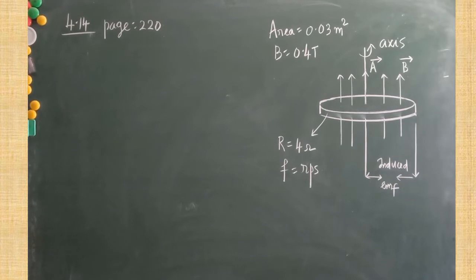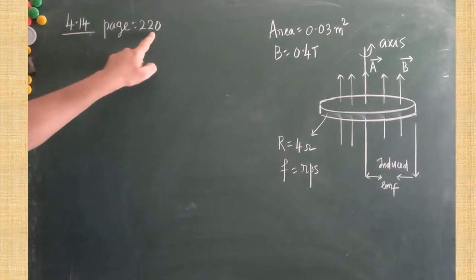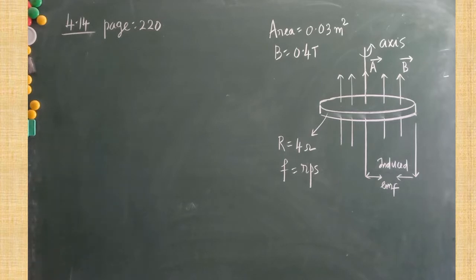Now we are going to solve problem number 4.14, which is given on page number 220 in chapter 4, Electromagnetic Induction and Alternating Current. First I will explain the description of the problem.